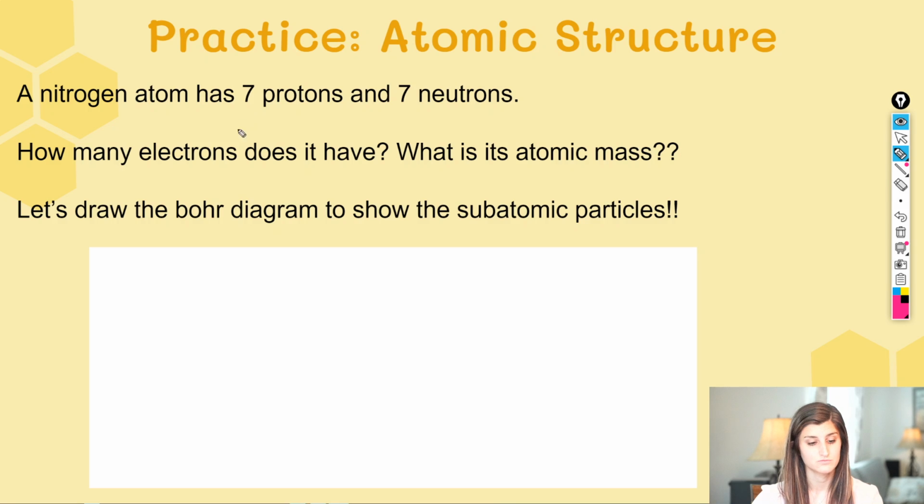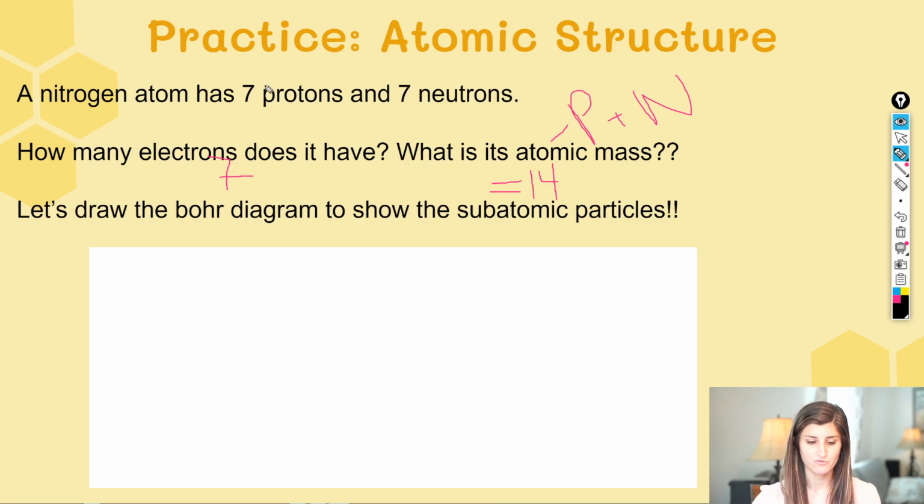Since it's neutral, 7 electrons. What's its atomic mass? Remember that the atomic mass is protons plus neutrons. So we would just do 7 plus 7, and that's going to give us an atomic mass of 14. All right. The next thing that we want to do is draw the Bohr diagram. So please make sure that you are drawing this with me so that you know how to do this. It's really not that hard.